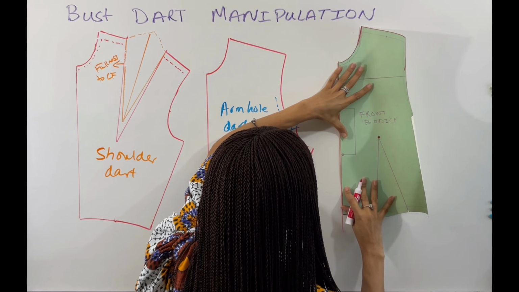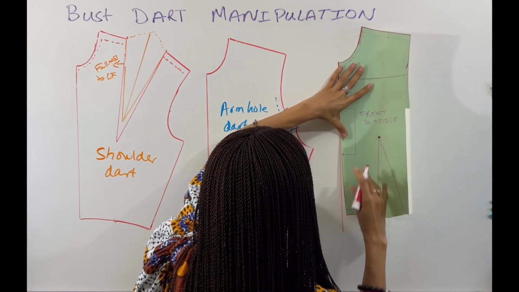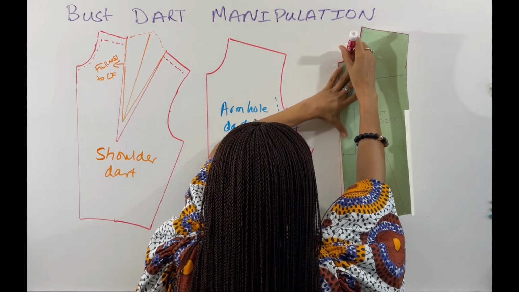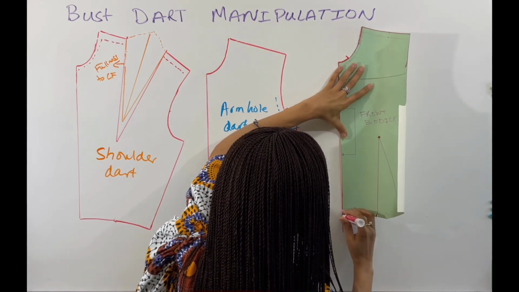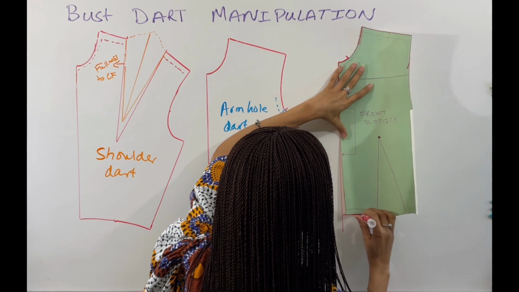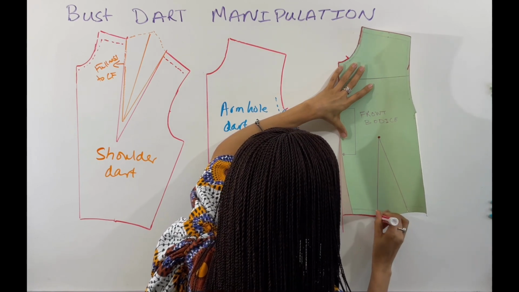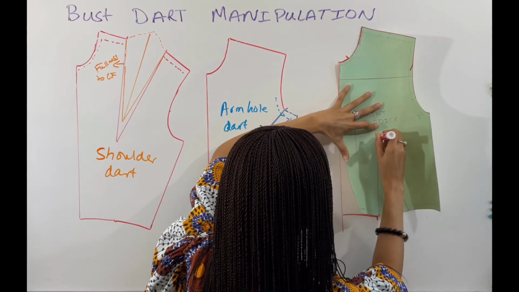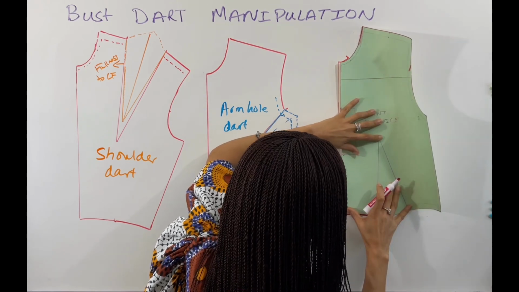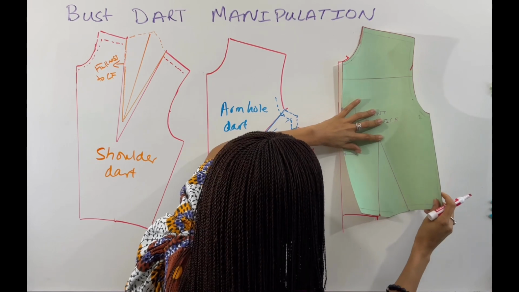So I am going to trace out from the center front at neck up to that point where the mark is, and then I'm going to come down to the center front at waist, and I'm going to trace to the tip of the dart. So once I do that, I'm going to also mark the tip of the dart. Then what you're going to do, you're going to pivot and close this dart.